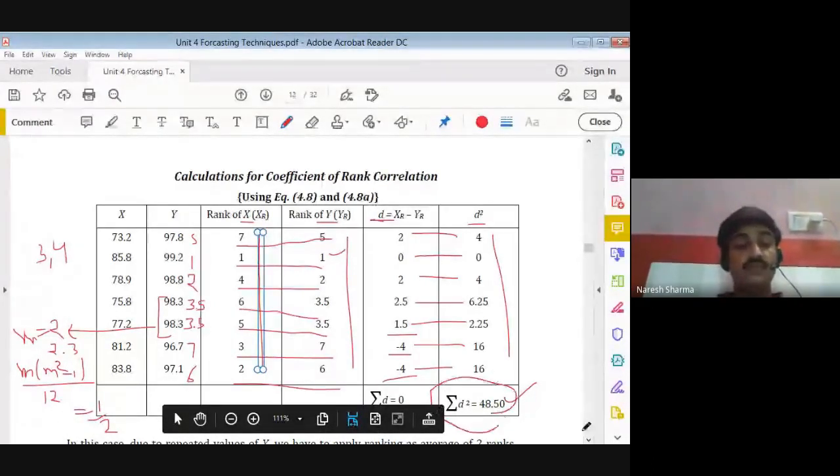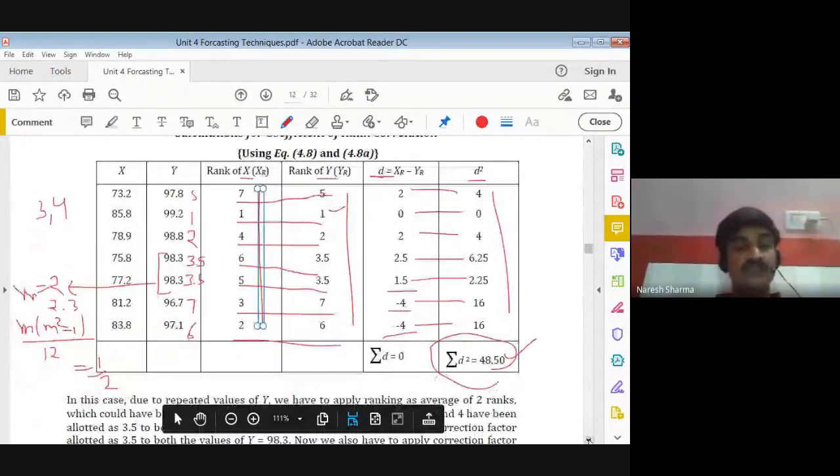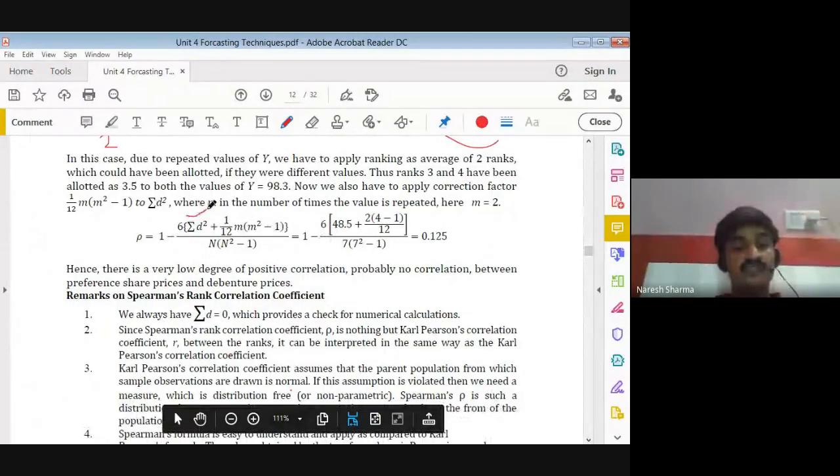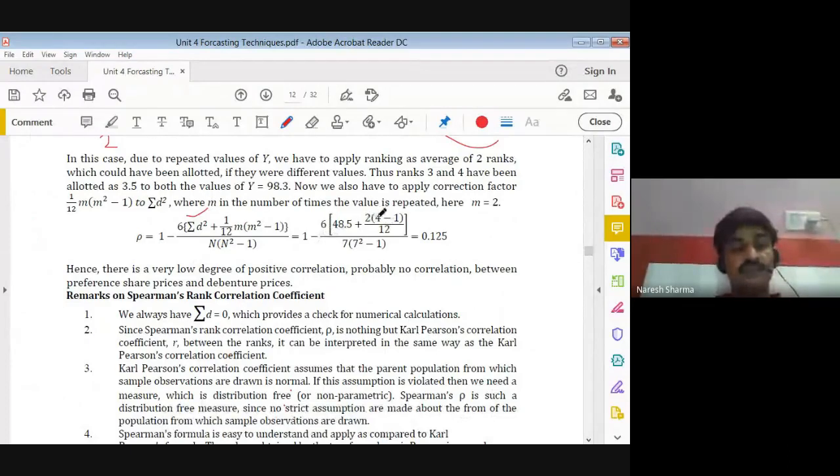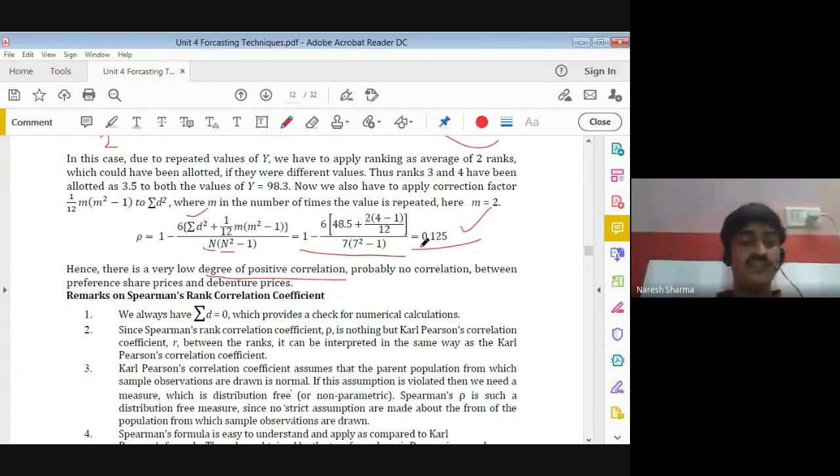So if you see here, this is 48.5 plus the correction factor, into 6, divided by the total entries 7, so 7 square minus 1. You just solve this formula, and the rank correlation is 0.125, right? So this is very low and positive, so it is a low degree of positive correlation between these two data. It is very low, so nearly no correlation, we may say, between your share prices and debenture prices, right?